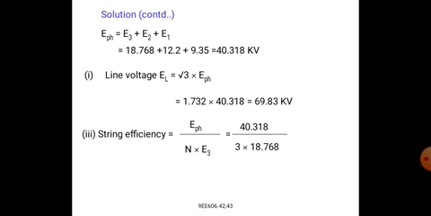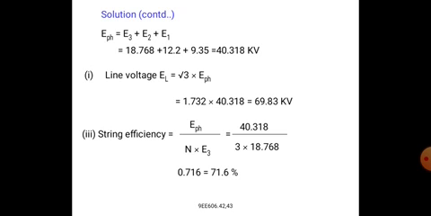So E phase value is 40.318, and N is the number of discs. Already the problem is given with 3 units. So number of discs is 3, and E3 is 18.768. That is equal to 0.716, that is 71.6%.